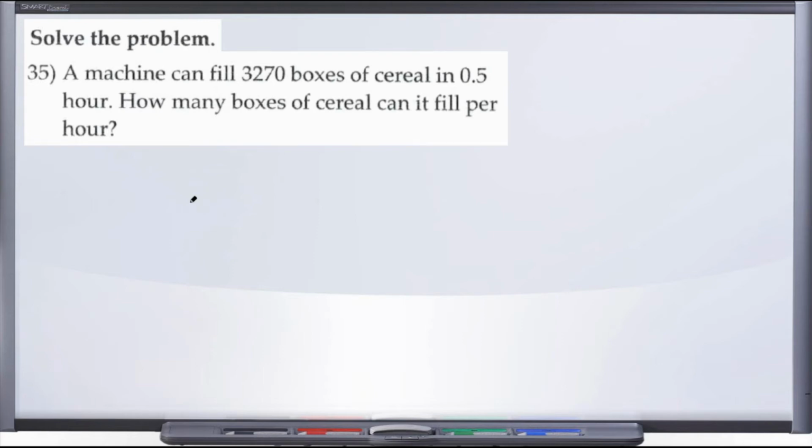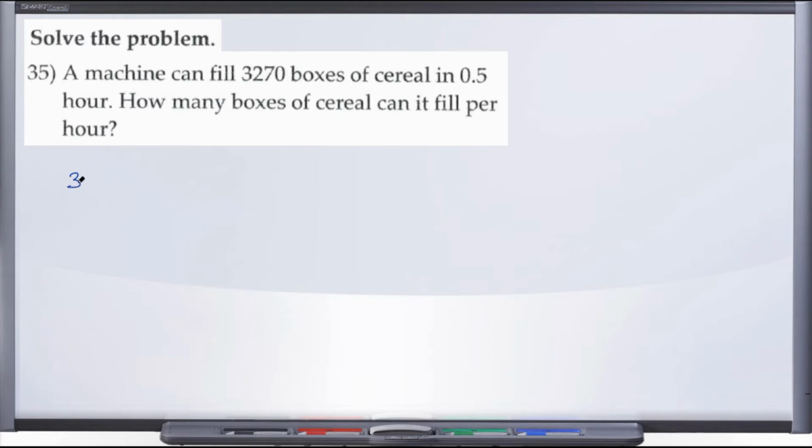All right, as we take a look here at number 35, we are told that a machine can fill 3,270 boxes of cereal in 0.5 hours. How many boxes of cereal can it fill per hour? Well, we have really one of two options here. We can either set up a proportion, just like we did with number 34.